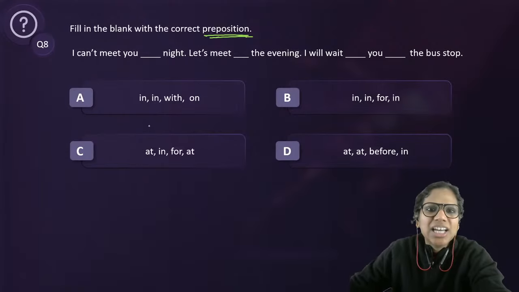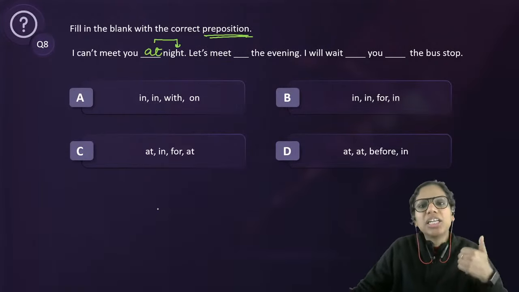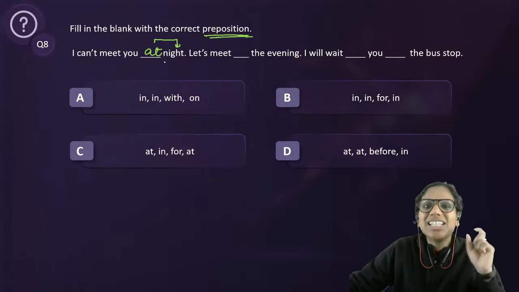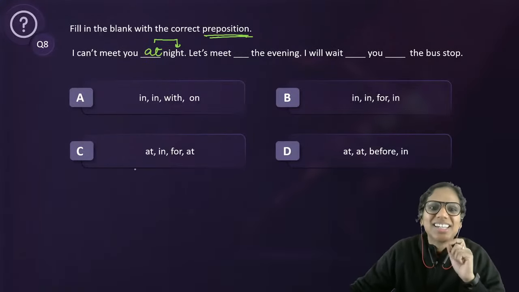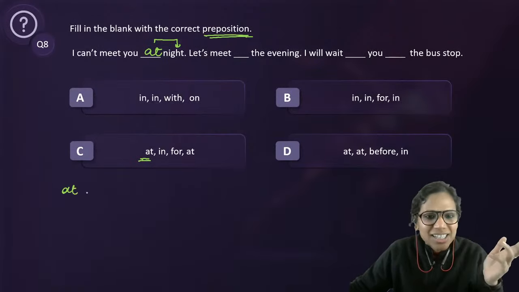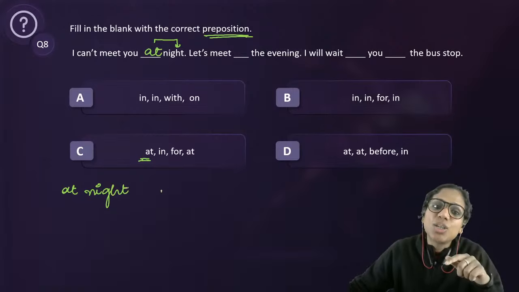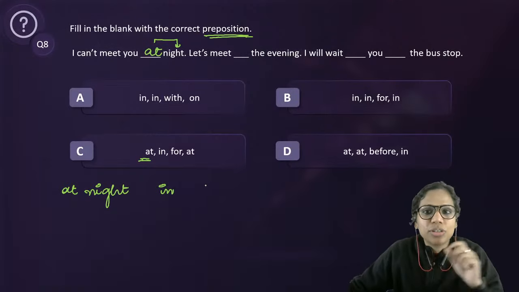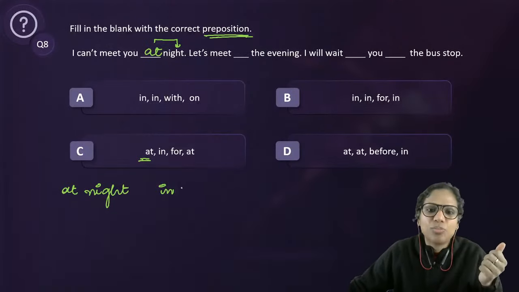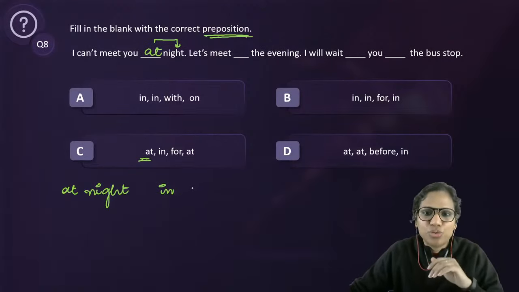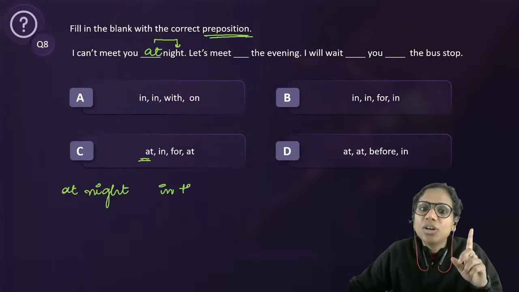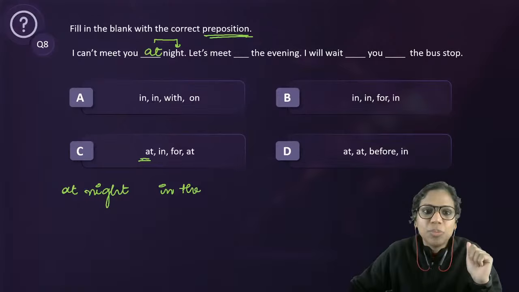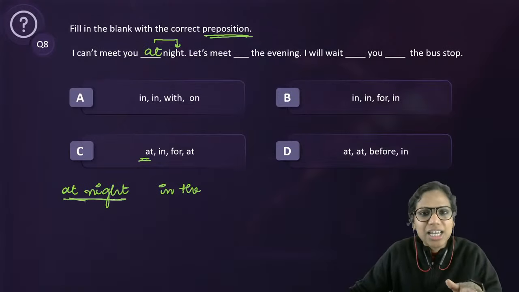So, see, I'll meet you at night. See, we say in the morning, in the afternoon, in the evening, but night is an exception. At night, right? So, at is used for night, whereas in is used for all the other durations, so to say, right? In the morning, in the afternoon, in the evening, and they all take the. But we don't say at the night, we say at night, right?